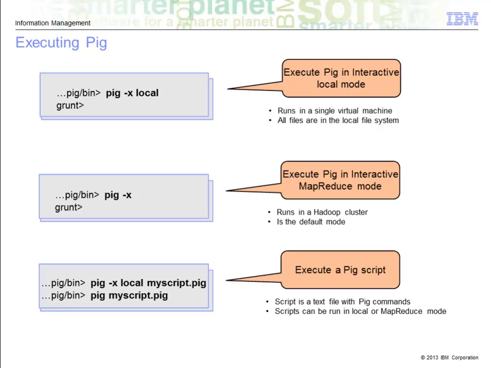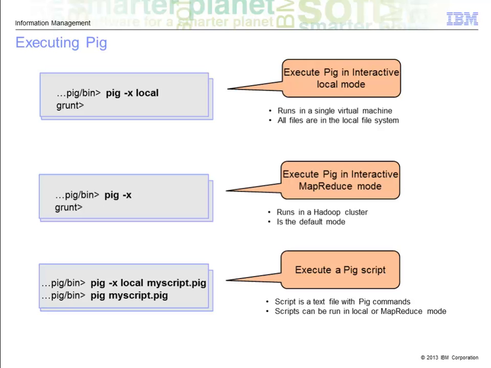Executing Pig. Pig can run in interactive mode or in script mode. Both of these ways have two options. Local mode gives you access to data in your local file system. It runs in a single Java virtual machine. This mode is normally used for testing against limited amounts of data. The second option, MapReduce mode, runs on a Hadoop cluster and converts the Pig statements into MapReduce code.